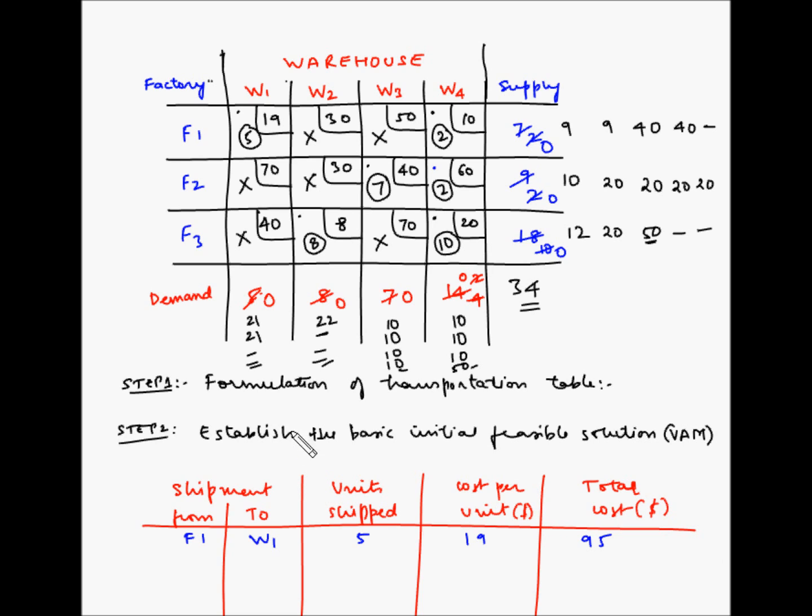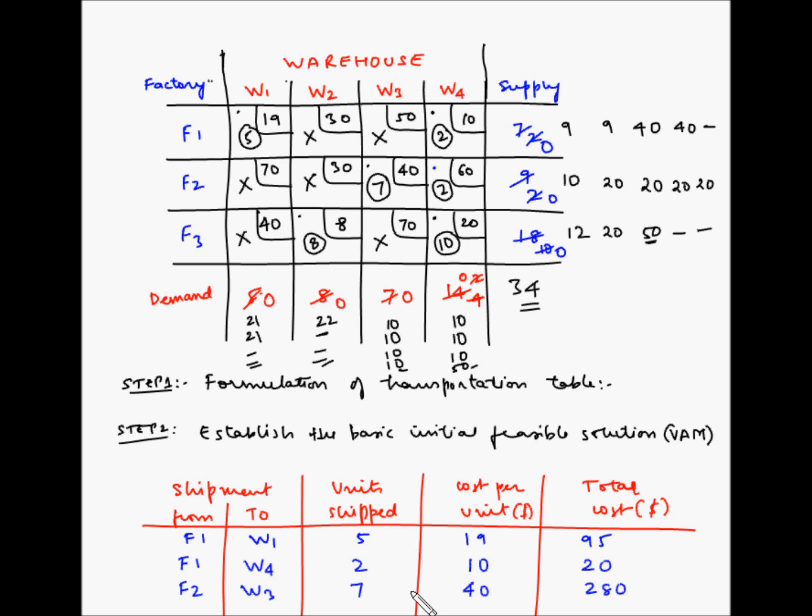Now the next shipment is from F1 to W4. So F1 to W4. The number of units shipped is 2, and the cost per unit is $10. So the total cost is 10 multiplied by 2, which is $20. The next shipment is from F2 to W3. The number of units shipped is 7, and the cost per unit is 40. So the total cost is 7 multiplied by 40. So 7 fours are 28, so 280.